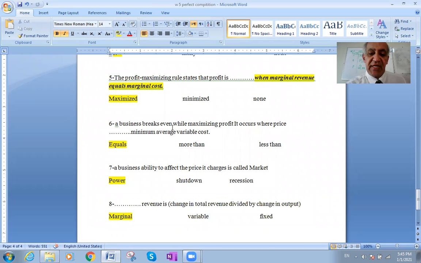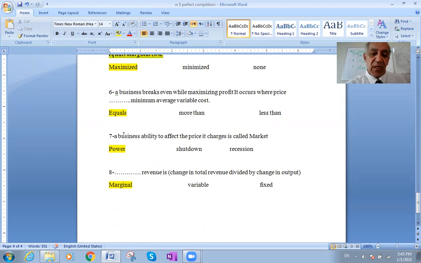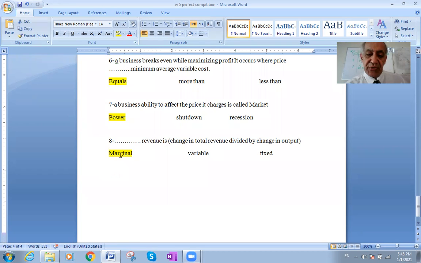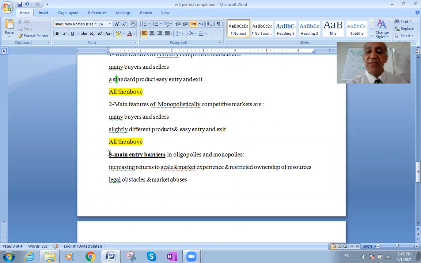Number 6, a business breaks even while maximizing profits. It occurs when price equals minimum average cost. That's another, the shutdown. Number 7, a business's ability to affect the prices it charges is called market power. It's true. Number 8, marginal revenue is the change in the total revenues divided by the change of outputs, and that's true. Or for selling one more product.